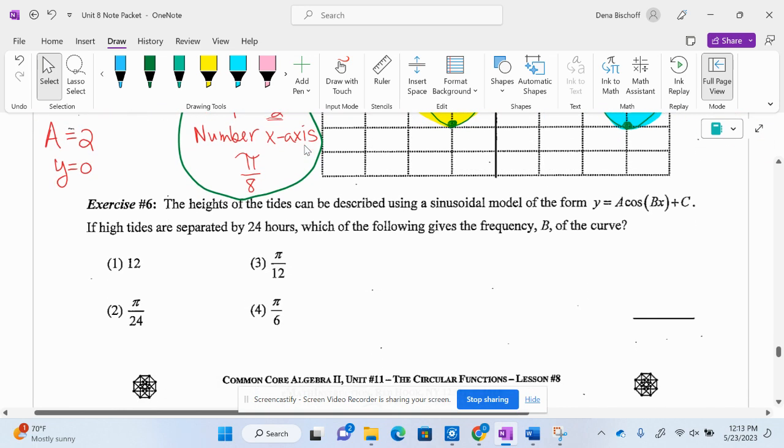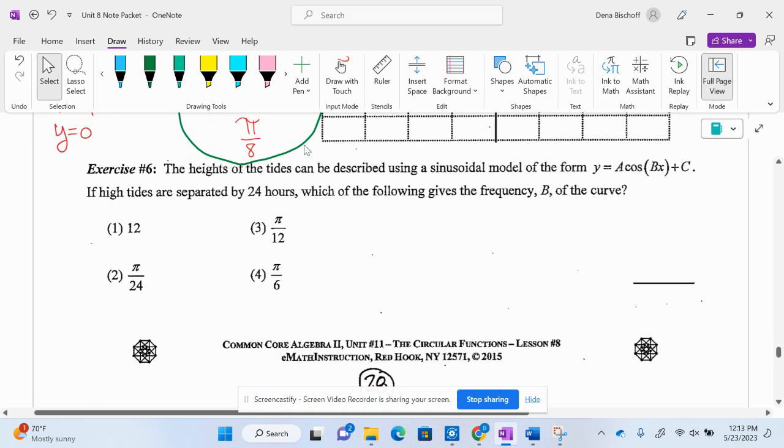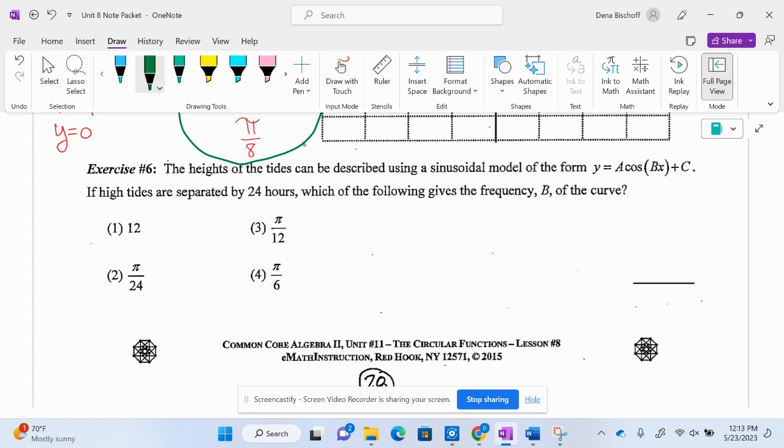Okay, last one. It says the height of the tides can be described using a sinusoidal model in the form A times the cosine of bx plus c. So remember, this is your amplitude, this is your frequency, and this is your midline. If high tides are separated by 24 hours, which of the following gives the frequency? So we're trying to find b.